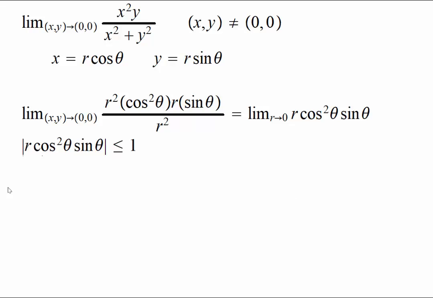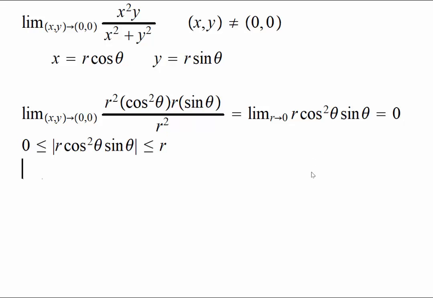And on the left hand side, since we have an absolute value, that will always be greater than or equal to 0. Oh, I should say r actually. This quantity is less than or equal to 1, and 1 times r will be r. So as r goes to 0, this will go to 0. This is already 0. So by the squeeze theorem, this limit will come out to be 0.